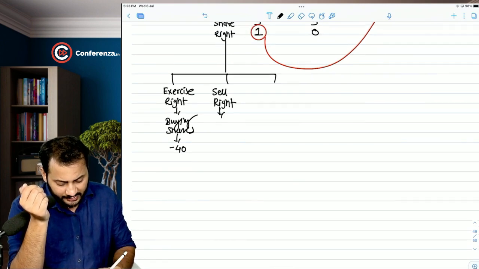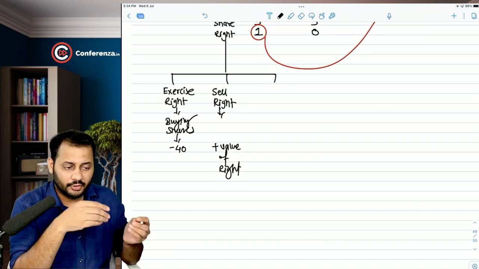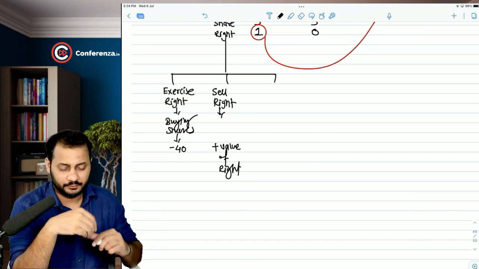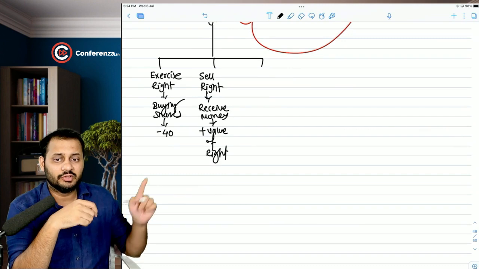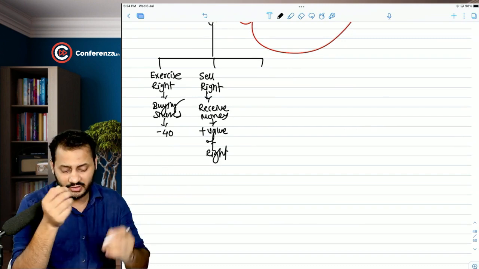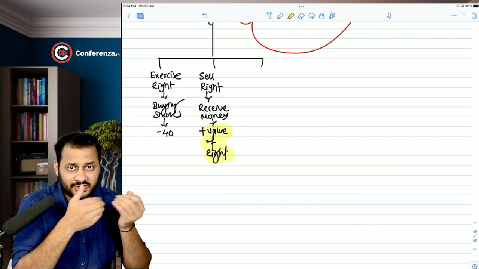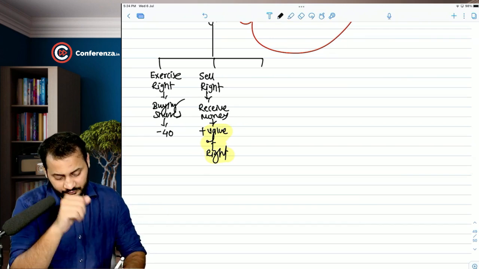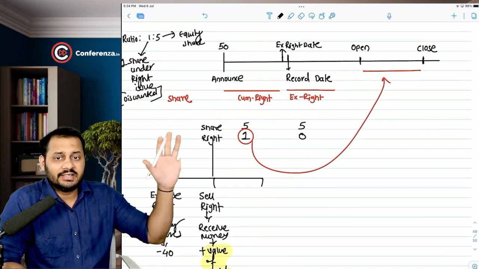When you sell that right, you will get something like the value of the right. Because you are selling it to someone else, you are entitled to receive money. And how much? It will be equal to the value of the right. That is what we are going to find out in most of the questions. Because you are selling it to someone else. Okay. So if you want to sell that right to someone else, these rights are transferable.